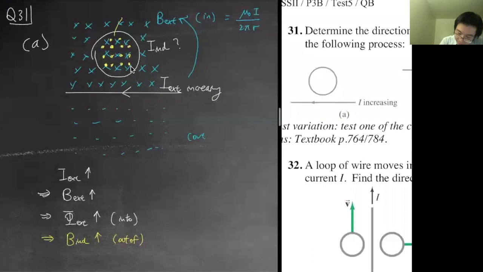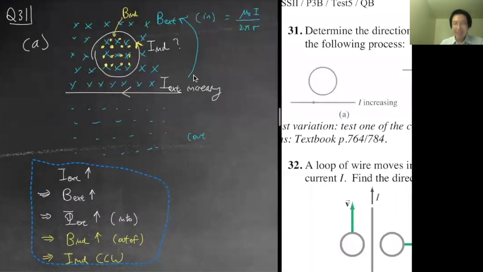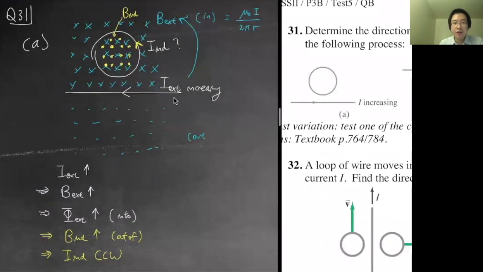This is B induced. Which way does the induced current have to flow in order to generate this? Anyone tell me? Clockwise or counterclockwise? Very good, counterclockwise. So the final step: the induced current must be counterclockwise in order to achieve the goal of the yellow B field, the induced B field being that way. So these are the steps in your head you should go through to answer that.